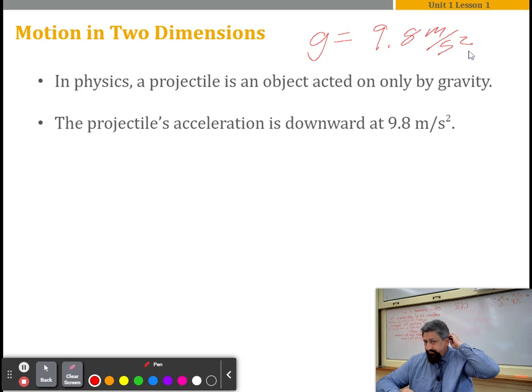That's true on Earth. If you were not on Earth, then the value of g would change, and that's due to the gravitational force of Earth. And it is 9.8 meters per second squared, whether you're talking about a large object or a small object.